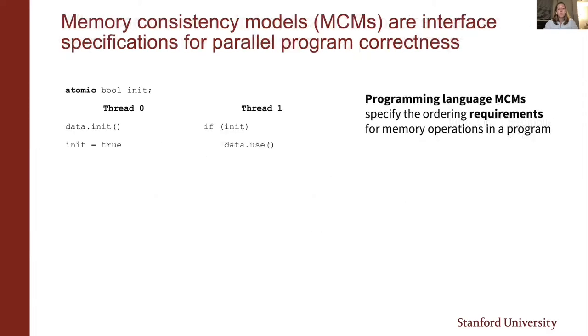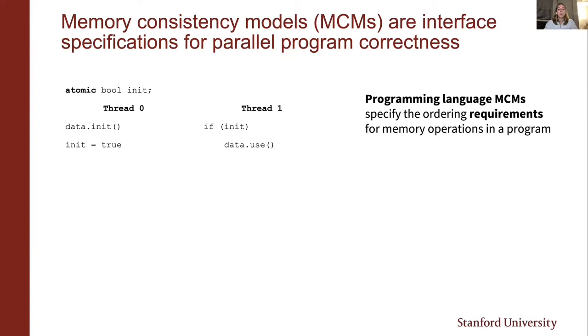So with certain language level annotations like atomic, the programmer is able to communicate to the compiler what the ordering requirements are for a program's memory operations. This set of rules that assign different ordering semantics to different types of program memory operations is referred to as the memory consistency model of the programming language, abbreviated as MCM in this presentation.